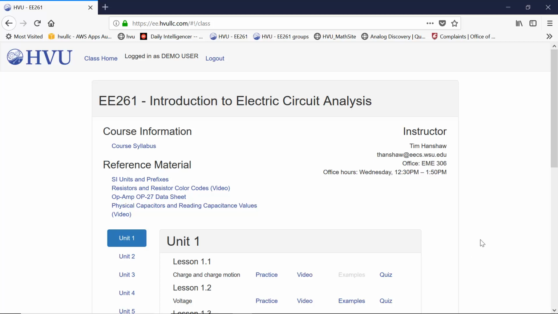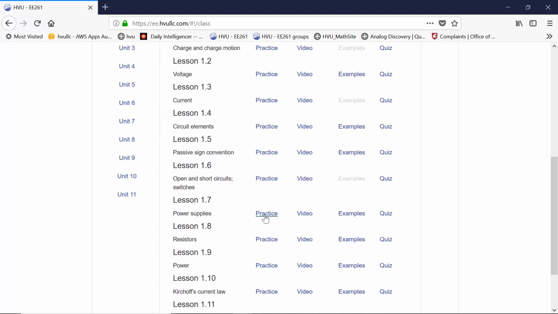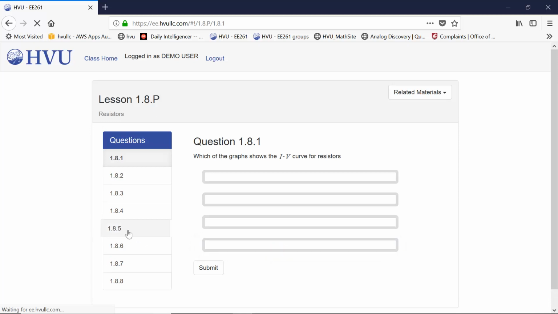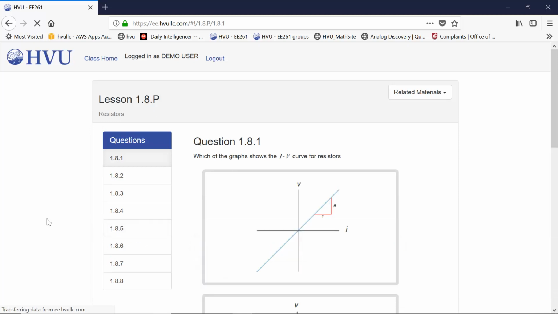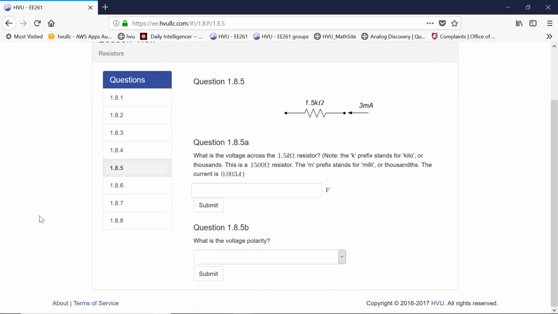As an example of what I'm talking about, let's take a look at a problem from Lesson 8 in Unit 1. I'll look at problem 1.8.5. This is a simple question, as most of the questions are in the first couple of units. We're given a current, 3 milliamps, through a resistor, which is 1.5 kilo ohms, and asked for the voltage difference. Voltage is just the product of resistance and current, so 3 milliamps times 1.5 kilo ohms will be 4.5 volts.